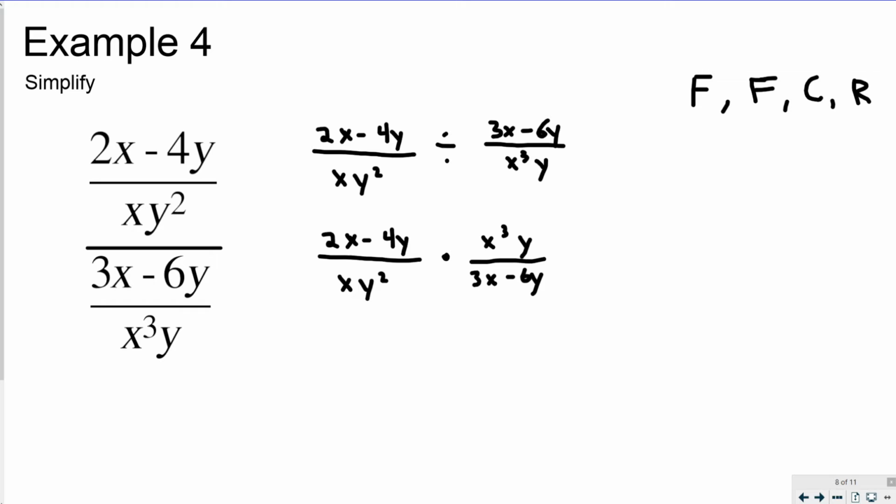We can factor 2x minus 4y. Each one of those has a 2 in common, so we're going to factor that out.